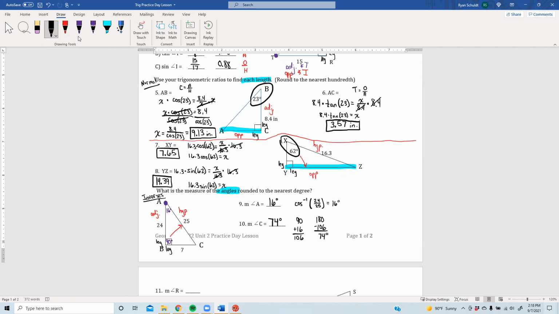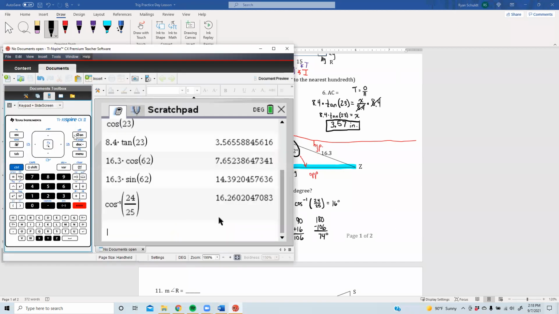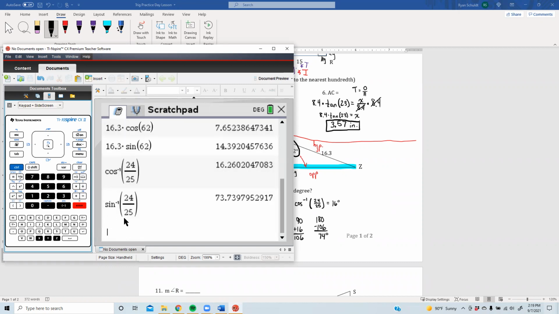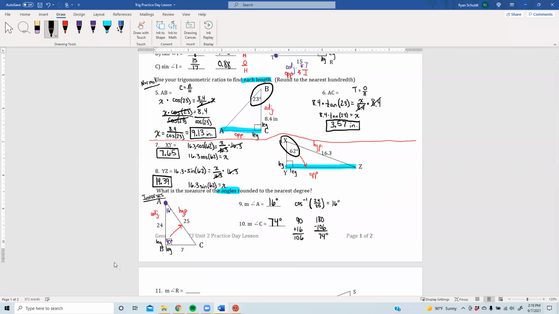And we could verify this with an inverse trig ratio. Now doing C, 24 would be the opposite. 25 still the hypotenuse. So let's do the sine inverse of 24 over 25. 74 degrees, just like we found. So we're good. You don't have to do trig on one of them. Okay, let's look at the next one.